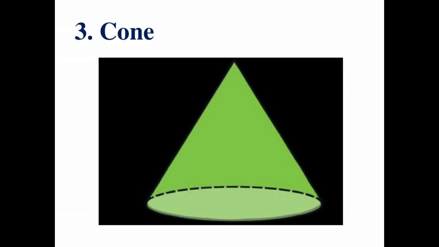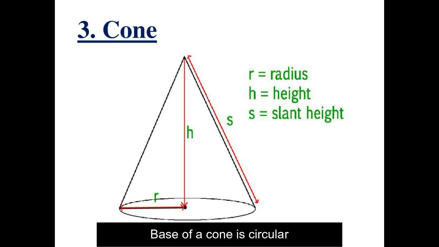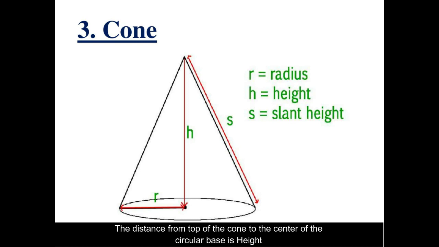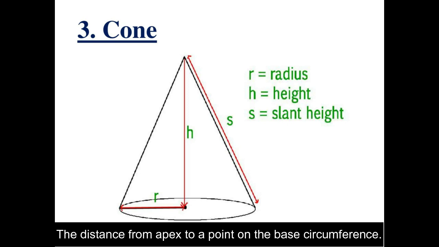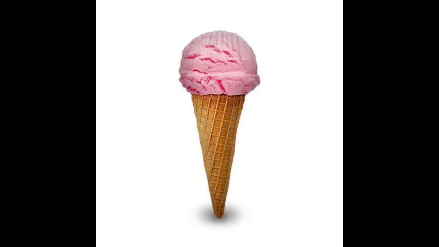Third one is cone. It is a 3D shape. Base of a cone is circular. The distance from the top of the cone to the center of the base is called height. The distance from the apex to any point lying on the circumference of the base is called slant height. The height and slant height are not equal. Examples of cone are ice cream cone and party cap.